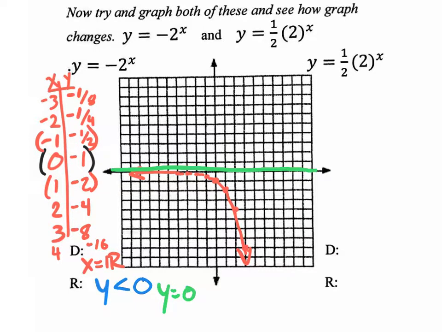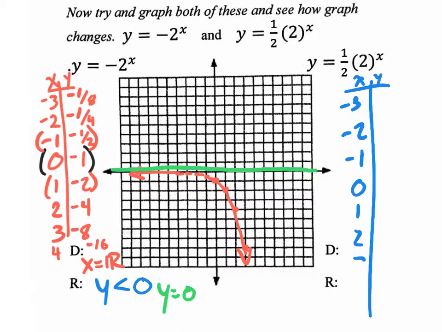Now let's try the other one. Let's do an xy table for the other one. And let's do consecutive integer inputs, -3, -2, -1, 0, 1, 2, 3. Now if I were to plug in the number 0, the easiest input, what's 2 to the 0? 1. And what's 1 times half?